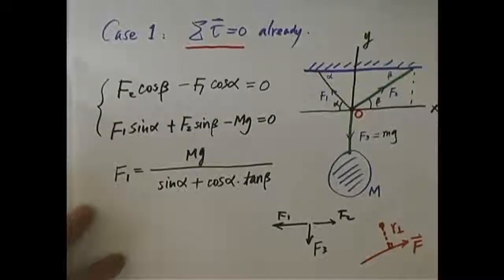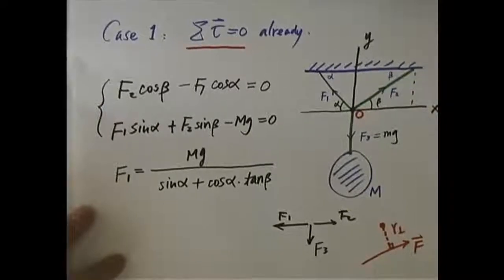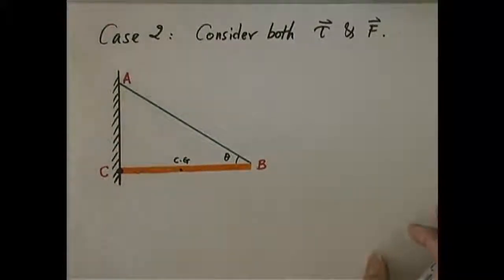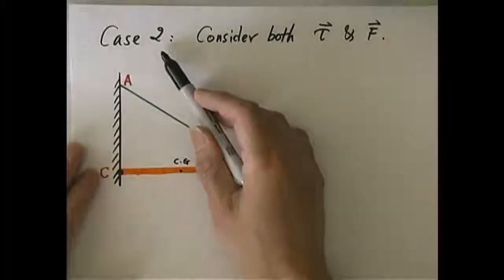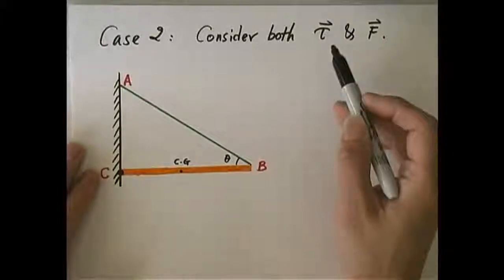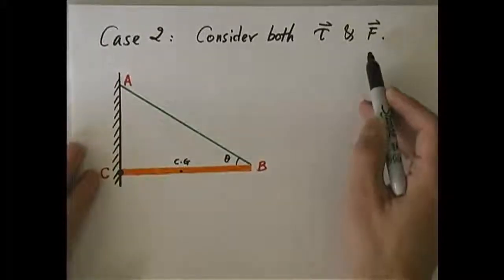Okay, now let's look at another case. This example appears in pretty much every single textbook at this level. It's a very typical problem. If we know how to solve this problem in and out, we pretty much know how to solve all the other problems in this chapter. This is another case which is more comprehensive because it involves considerations of both net torque and net force.